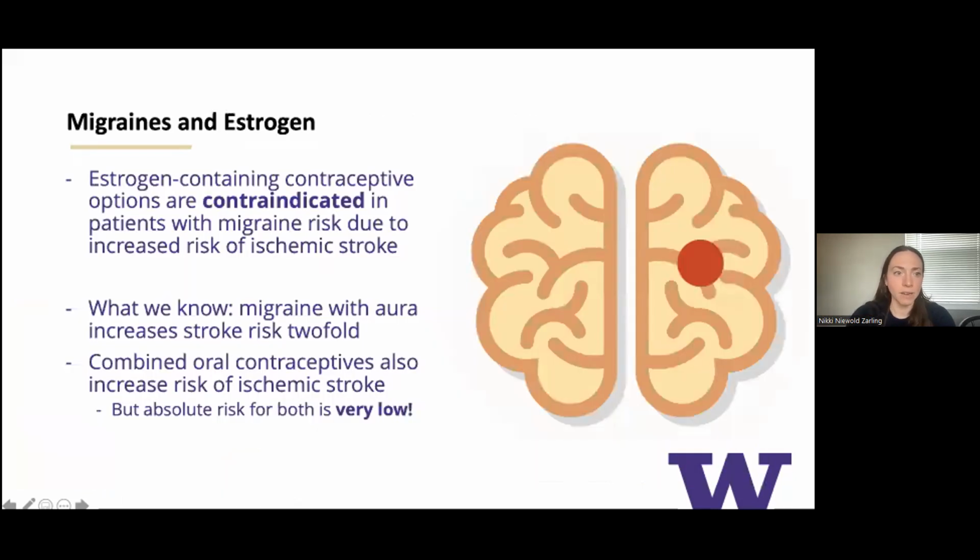First, I want to talk about migraines and estrogen. As many of you probably know, estrogen-containing contraceptive options are contraindicated in patients with migraine due to the increased risk of ischemic stroke. What we know is that migraine with aura independently increases stroke risk, and combined oral contraceptives also relatively increase ischemic stroke risk. But remember too that the absolute risk for both of these is actually quite low, and we're going to get into some numbers.